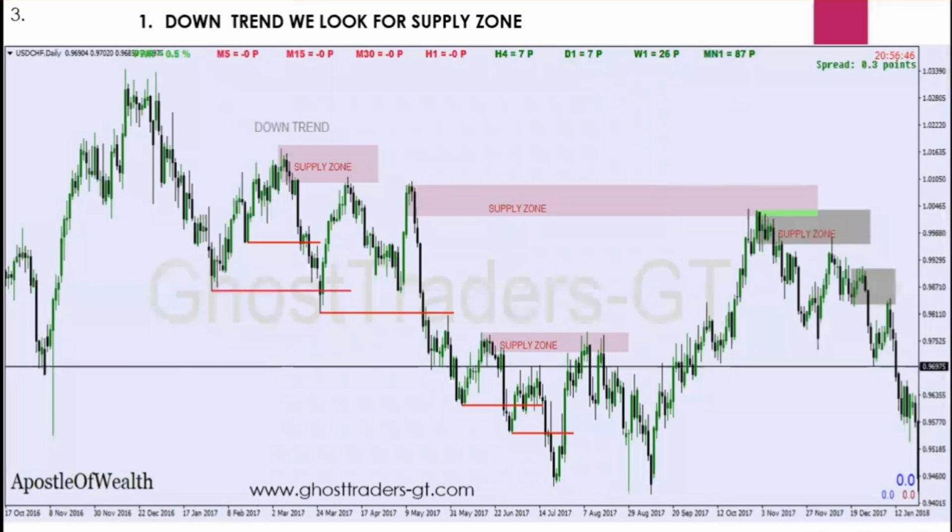Basically, what I've just explained on that picture that you saw, it's simply this. It's simply this that I've explained. You can see we have our supply zones in a what? In a downtrend. That's what we are doing. That's what you need to be doing. You only look for supply zones in your downtrend.